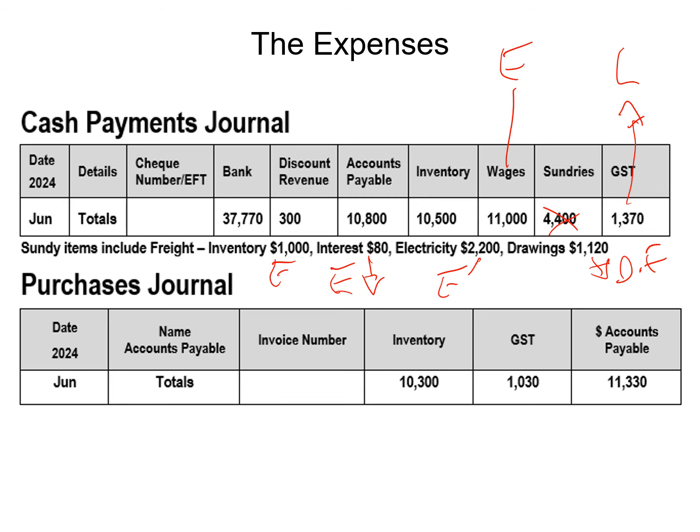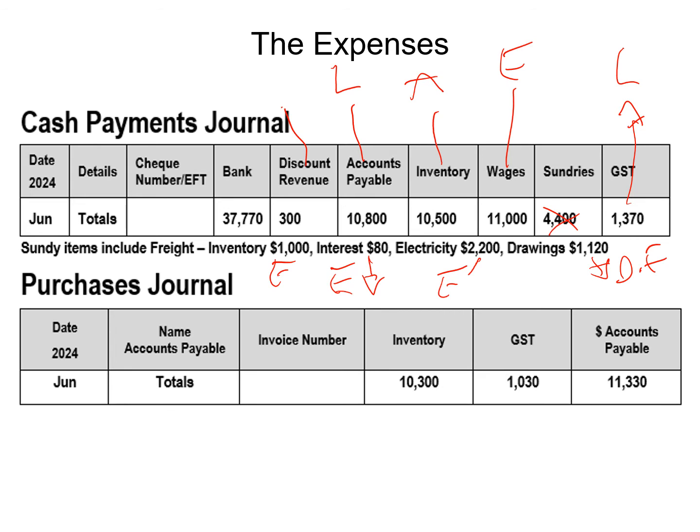Inventory is an asset because we're buying that. We will sell it in the future. I'll talk about cost of sales a bit later. Accounts payable, so that's when we're paying off amounts owing for inventory purchased on credit. So that is a liability being reduced.